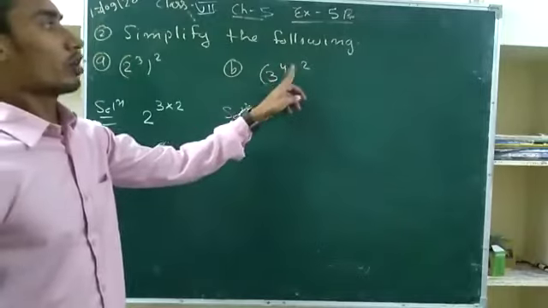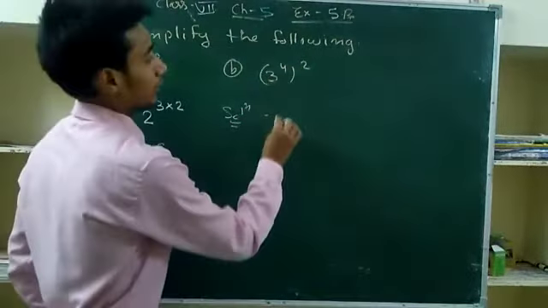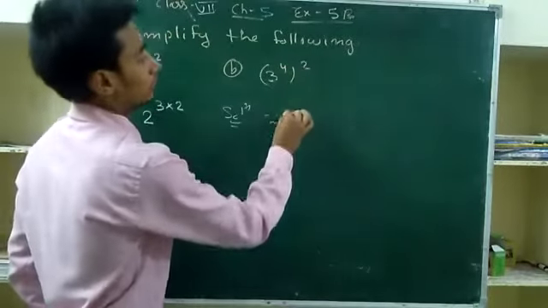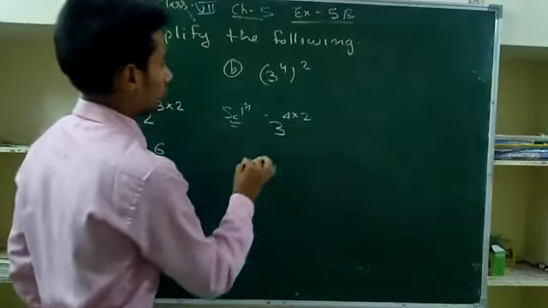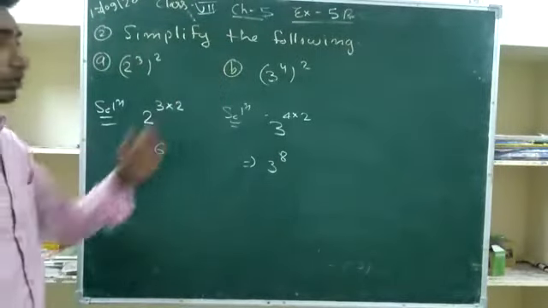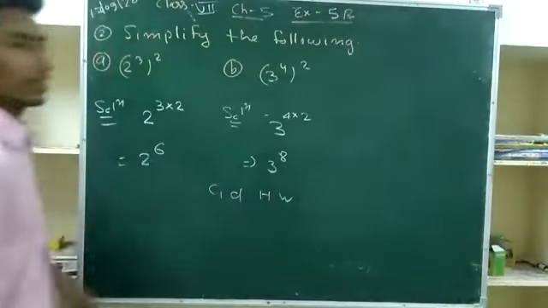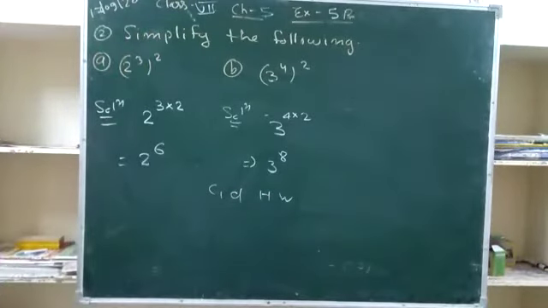Now the next solution. 3 raised to 4, all raised to 2. Again here 2 powers are given. What we will do? First write the base 3 and multiply these numbers. 4 multiply 2, 3 raised to 8. That is the answer. Here we have solved question number C and this is the homework. Now we will understand question number third.